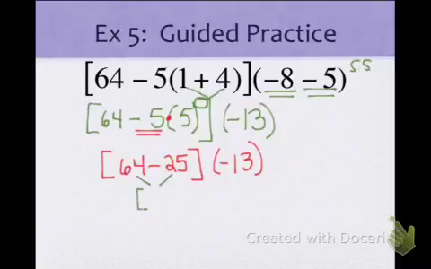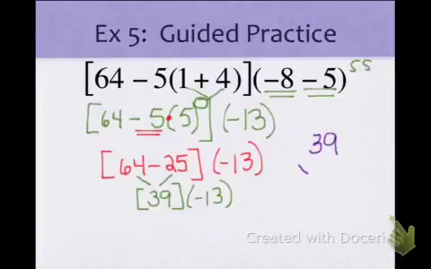So 64 take away 25 is 39. Now as we look at these two multiplication terms, the two that are being multiplied together, it's a fairly large number, a little bit larger than I normally would ask of you. So I'm just going to take it off to the side, show you old-fashioned multiplication.